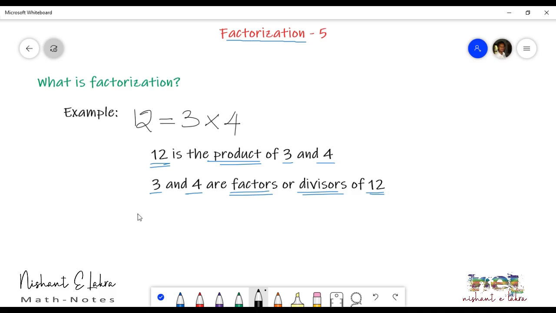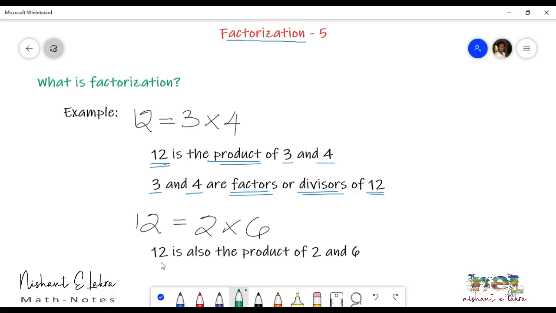Now we can have other factors of 12 also, like 2 and 6. 2 6 are 12. So over here 12 is also the product of 2 and 6, right? 2 6 are 12. And by this we understand that 2 and 6 are the factors or divisors of 12.